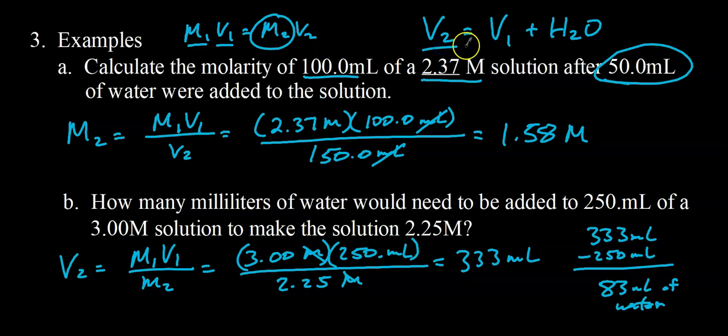So we know V2, we know V1. Let's find the amount of water that has been added. So the difference between V2 and V1 is water. In this case, 83 milliliters of water would need to be added to that solution to change its concentration from 3.00 molar to 2.25 molar.